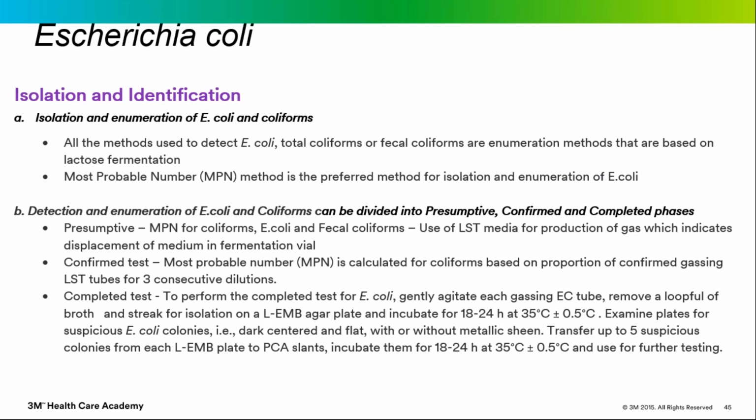Following the confirmed test is the completed test. To perform the completed test for E. coli, gently agitate each gassing EC tube, remove a loopful of broth and streak for isolation on an EMB agar plate. Incubate for 18 to 24 hours. Look for the metallic sheen or dark-centered flat colonies with or without metallic sheen. Transfer up to 5 suspicious organisms to PCS slants and use them for biochemical testing, which is basically the IMViC test.